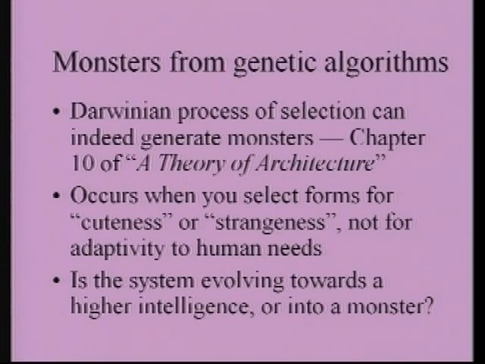On the other hand, you can have something that survives, but it's not better than what you had. It is worse. It is a monster. And it all depends on the selection criteria. If you select forms for strangeness and not for adaptivity to human needs, and now I'm talking about architectural algorithms, then you can create monsters. So if you are evolving a system by selection, you are doing the selection. It is no longer natural selection. Natural selection decides which animals live or die because those are more adapted to the environment. No, architecture is human selection. Are you selecting architectural forms and typologies towards a higher intelligence or towards a monster?